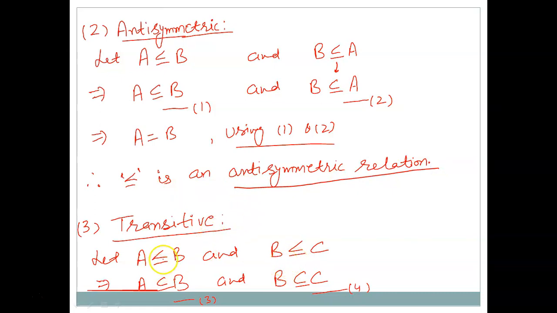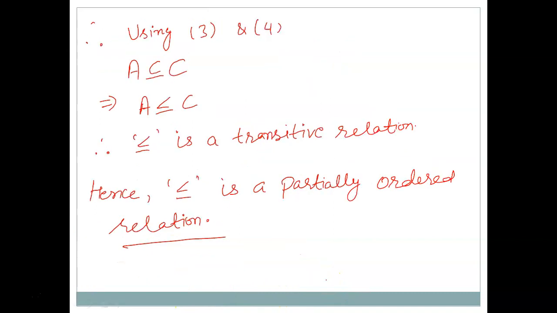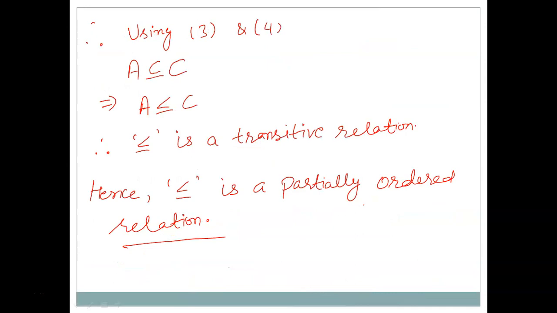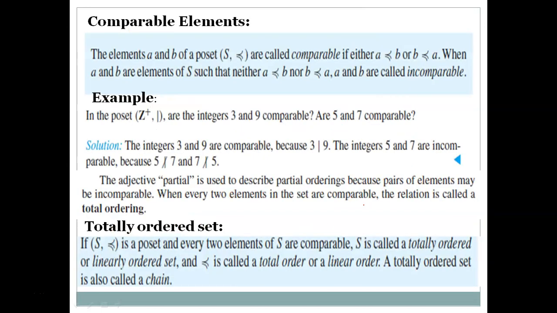Third one, if you write A less than equal to B and B less than equal to C, what does it mean? A is a subset of B and B is a subset of C. Now using 3 and 4, you can write A is a subset of B is a subset of C. So that means A is a subset of C, or you can write A less than equal to C. Therefore, this less than equal to relation is a transitive relation. So three properties have been satisfied. So you can say the relation less than equal to, if defined in this manner on a power set of a set, becomes a partially ordered relation and PS becomes a partially ordered set.